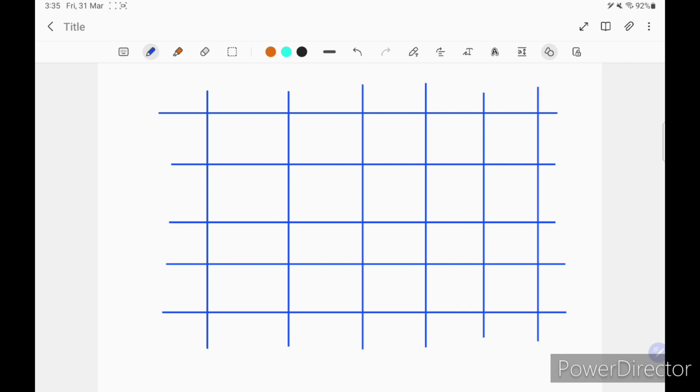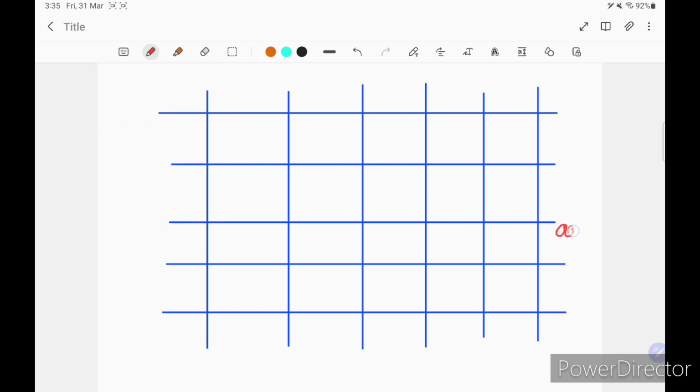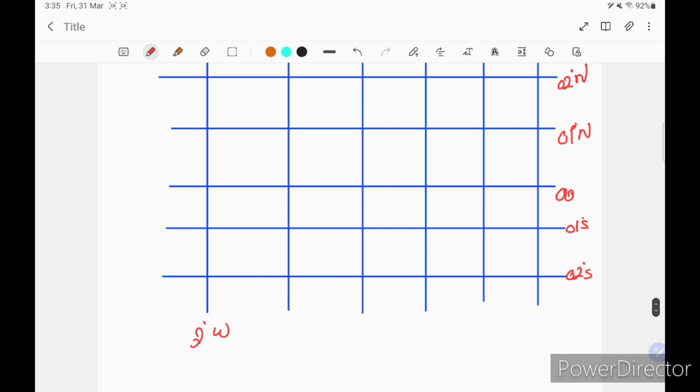Okay, so now we have to keep the naming system. So this is our 00, 01 north, 02 north, 01 south, 02 south. 2 degrees west, 1 degree west, 00, 01 degree east, 02 degree east, 03 degree east.